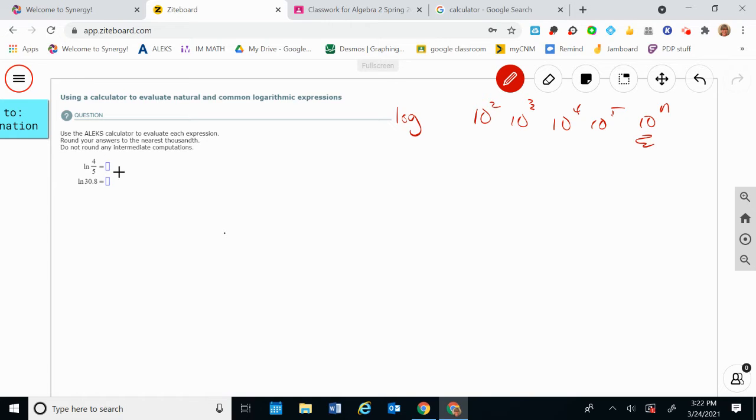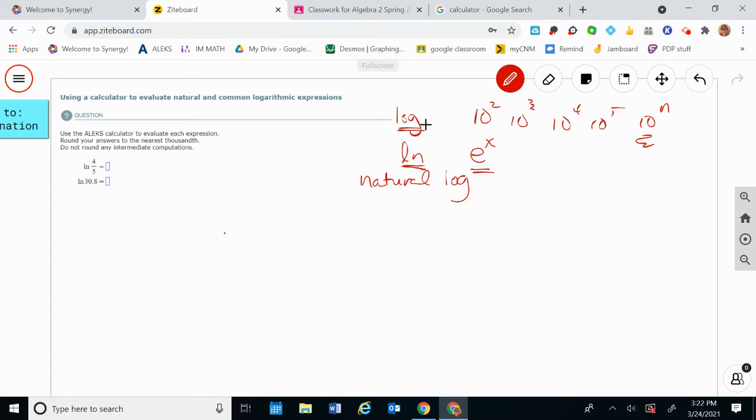Log, natural log is represented like this. It is the natural log. And it is the opposite of the e. I told you about e to the x. E is this number. It's too hard to explain what e is, to be honest with you, especially at this level. In calculus, you might understand it a little better. But natural log has to do with base e.